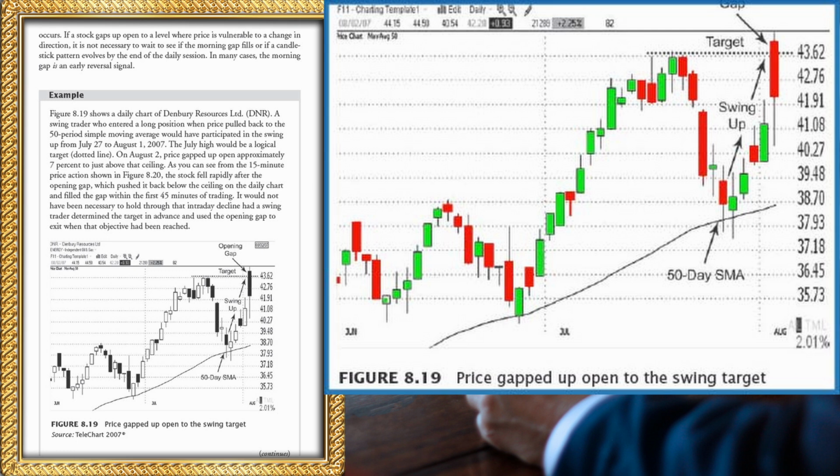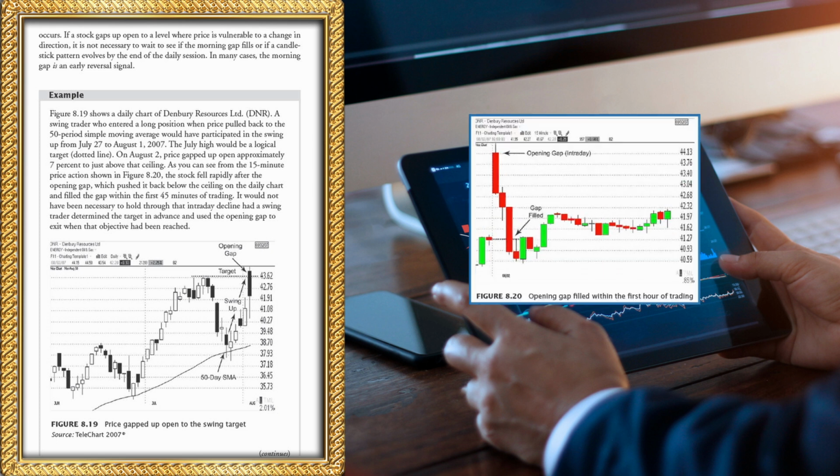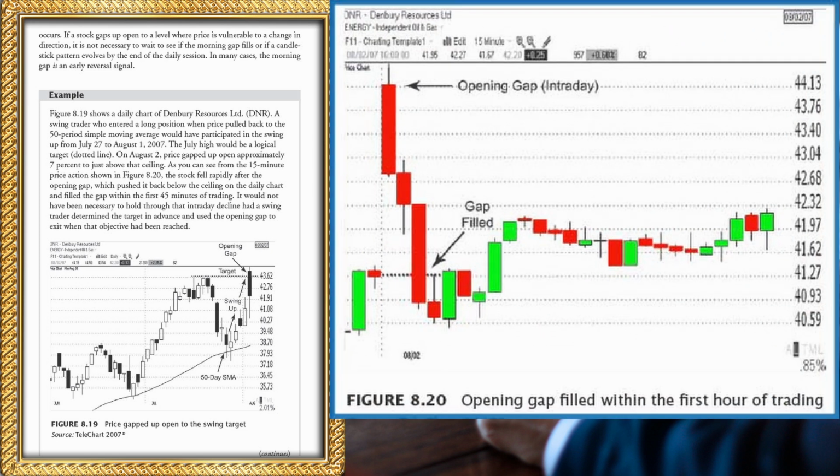The July high would be a logical target. Dotted line. On August 2nd, price gapped up open approximately 7% to just above that ceiling. As you can see from the 15-minute price action shown in Figure 8.20, the stock fell rapidly after the opening gap, which pushed it back below the ceiling on the daily chart and filled the gap within the first 45 minutes of trading. It would not have been necessary to hold through that intraday decline had a swing trader determined the target in advance and used the opening gap to exit when that objective had been reached.